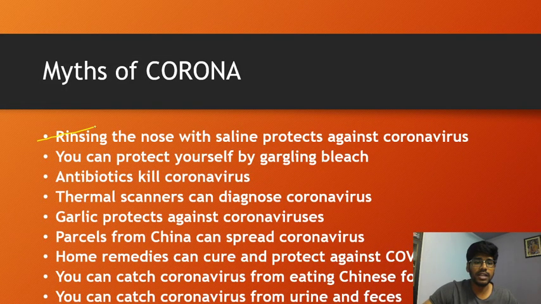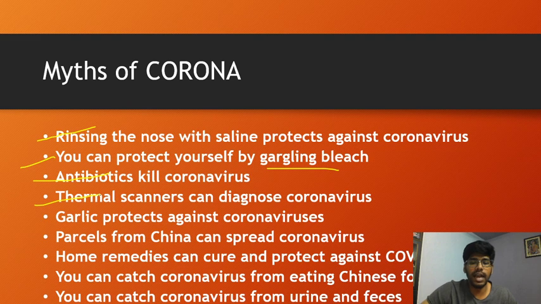The next one, rinsing the nose with saline protects against the coronavirus? Not at all. It may ease the breathing problems which you have, but it will not protect against the coronavirus. You can protect yourself by gargling bleach? Don't do that, please, right? And antibiotics kill coronavirus? Antibiotics act only against bacteria, not against viruses, right?